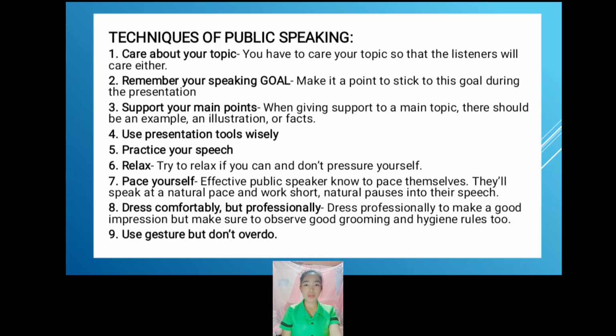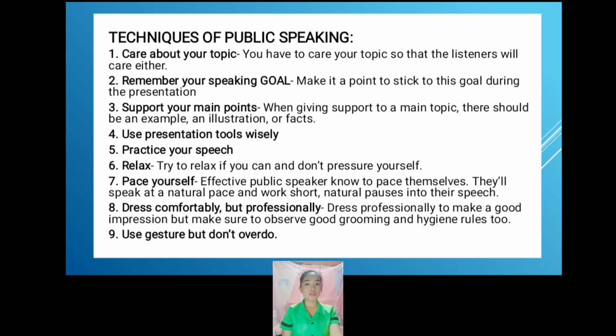Next is support your main points. What does it mean by this? When giving support to a main topic, there should be an example, an illustration, or fact. And when you're supporting a point, it's best to be as specific as you can be. And number four is use presentation tools wisely. Number five, practice your speech.